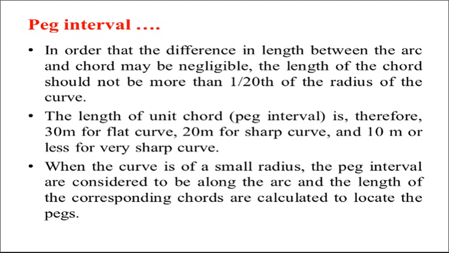Next, when the curve is of smaller radius, the peg intervals are considered to be along the arc, and the lengths of the corresponding chords are calculated to locate the pegs.